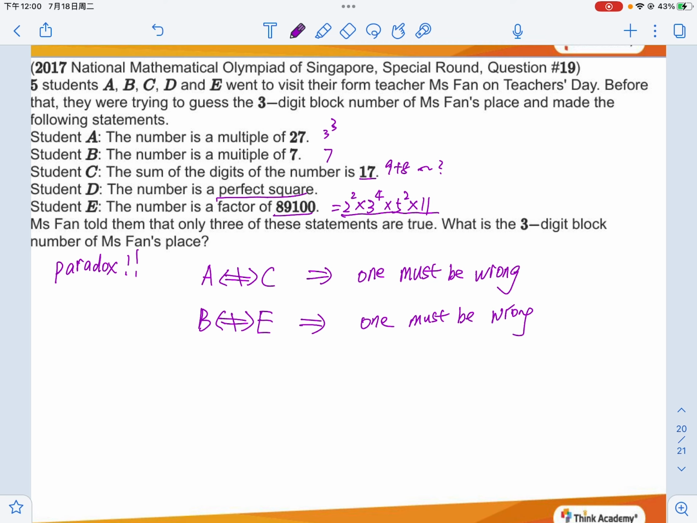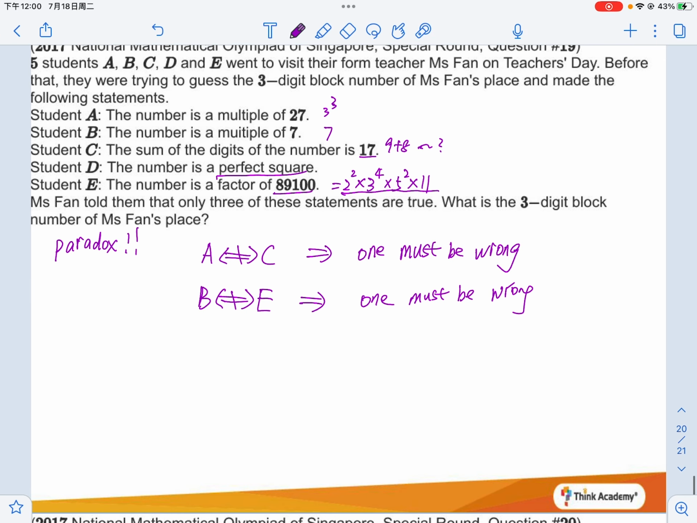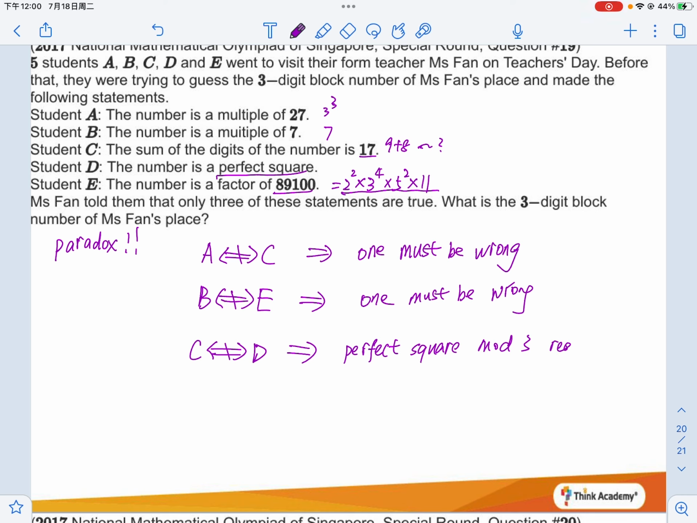Also, what else can you find? Yeah, you may find C and D is a paradox, because for a perfect square, mod 3, the remainder can only be 0 or 1. This is a conclusion. Maybe you can remember it. Just remember. So from these three paradoxes, what can you find? We can find A and D must be right.